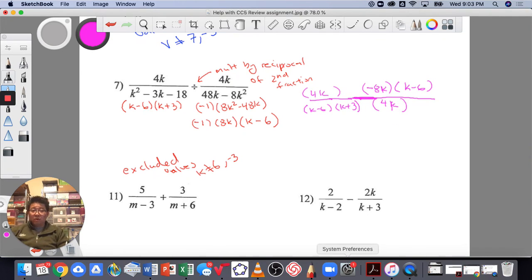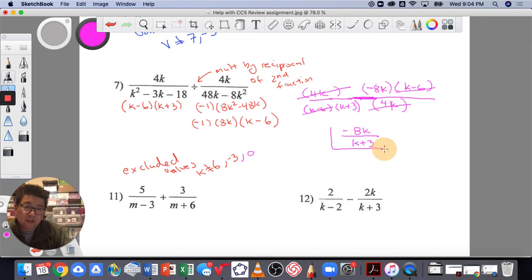So really quick, this is a new denominator right here, 4k. What makes 4k equal to 0? Well, when k is 0. So that'll be our last excluded value. When you divide, you always want to check the bottom one more time after you flip that second fraction, to see if there's anything else. So what can cancel? You see the 4k's can cancel, and then the k minus 6 and k minus 6. Your final answer will be negative 8k over k plus 3. So there's your final answer.